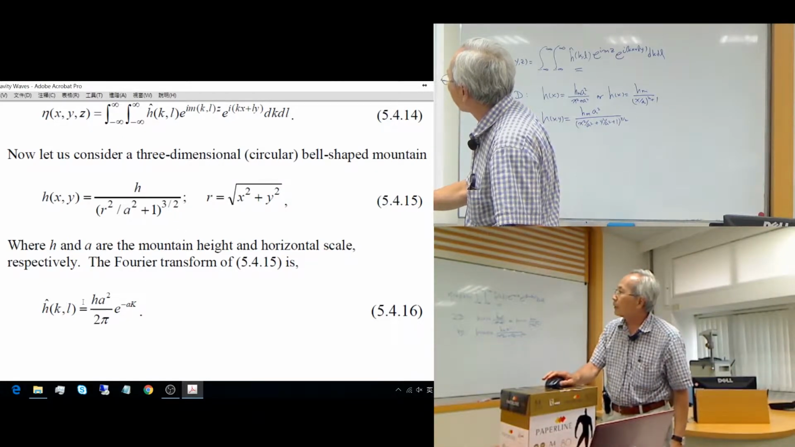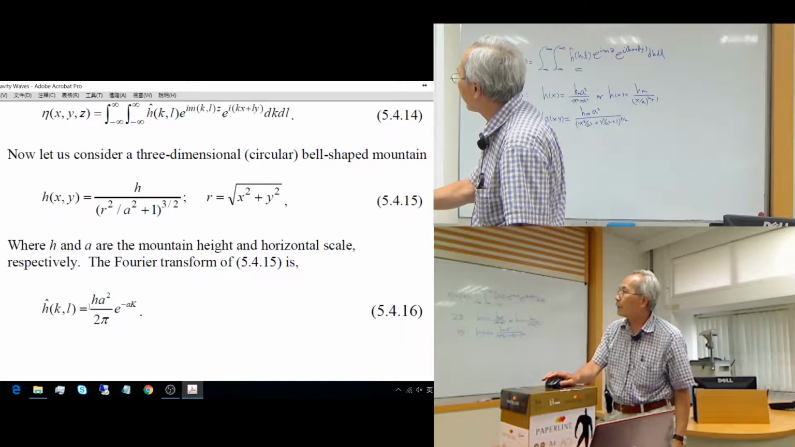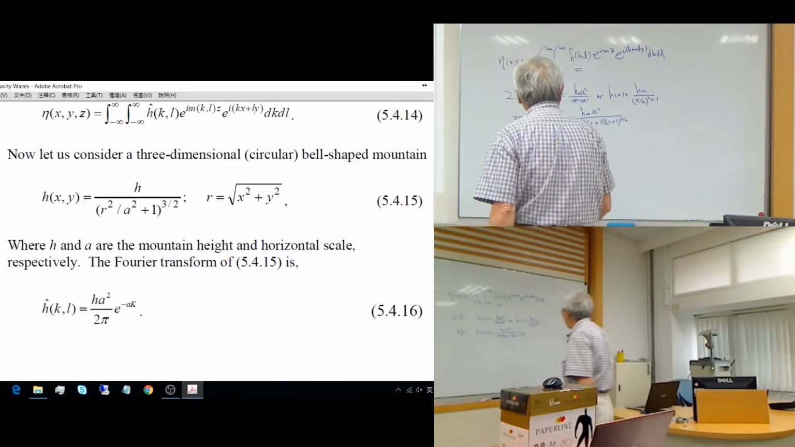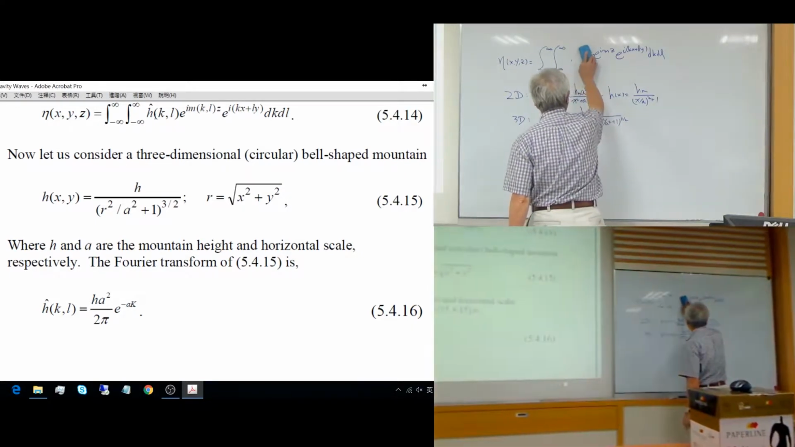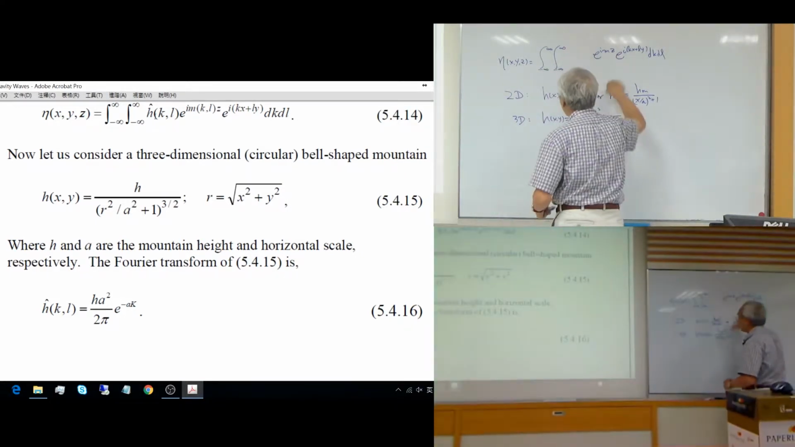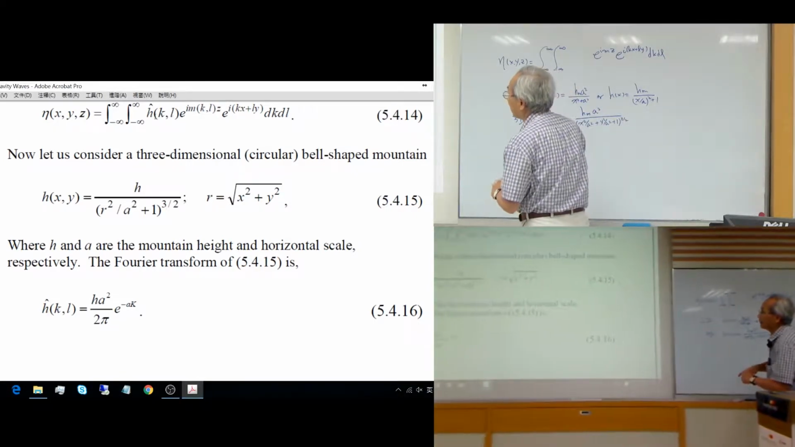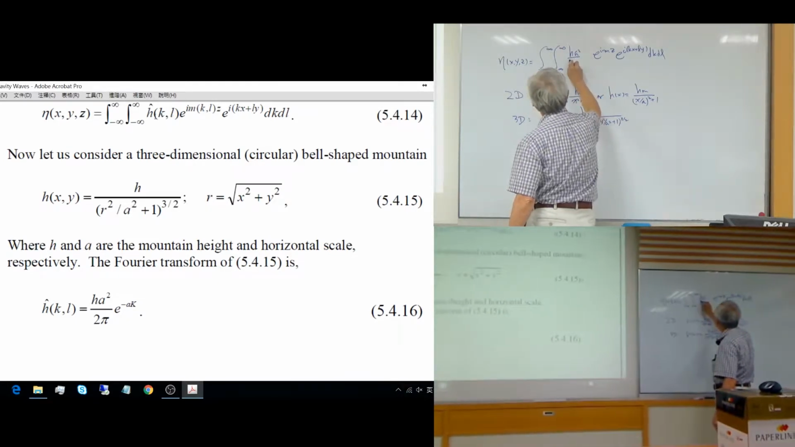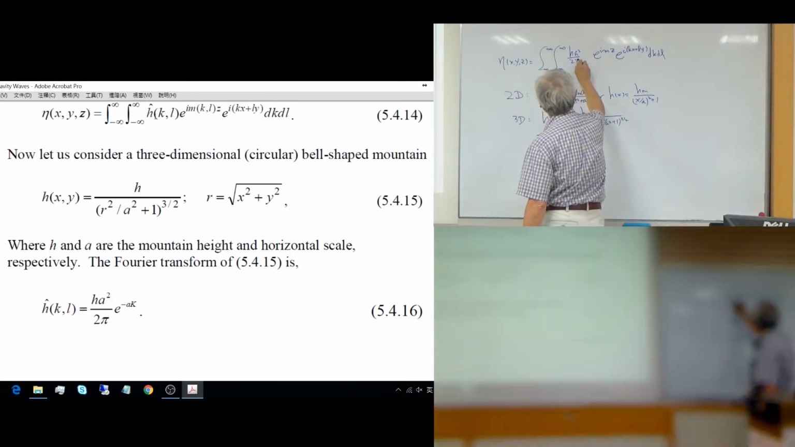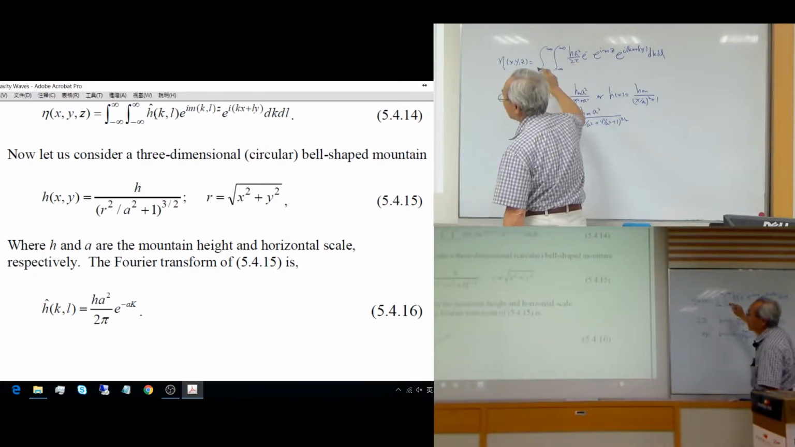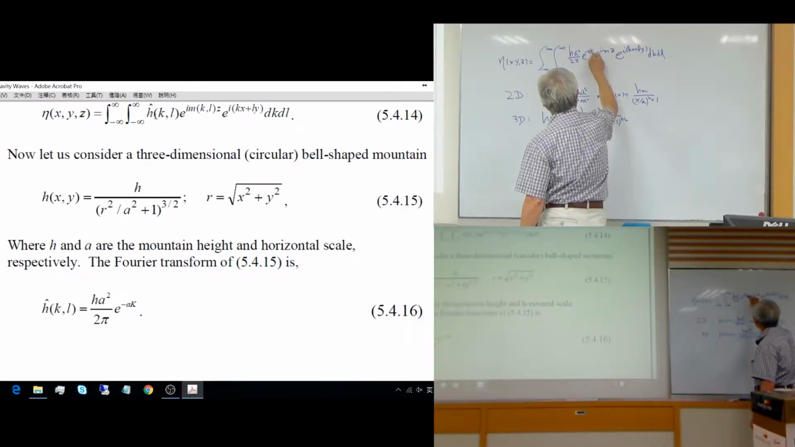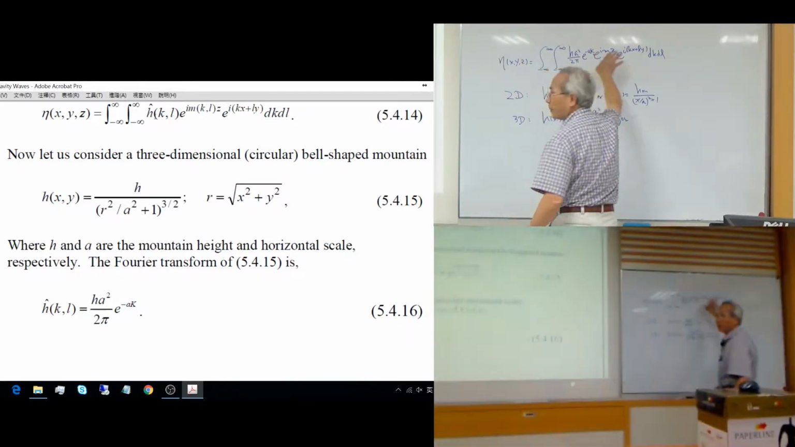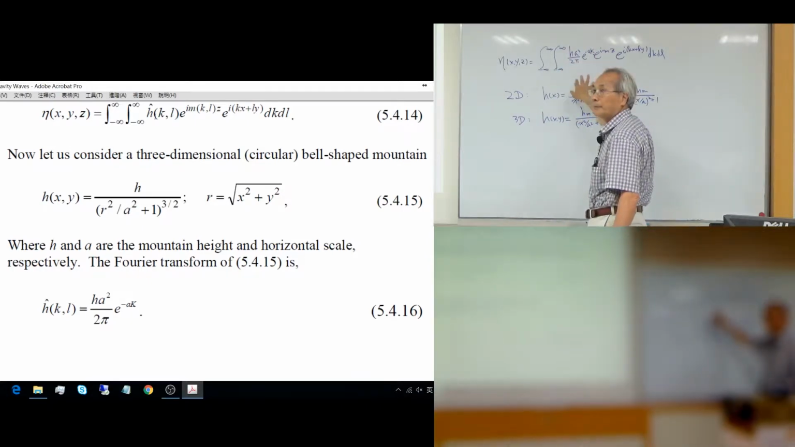Now once you know the h hat, the Fourier transform of the pear-shaped mountain, you can substitute it in here, and then we get the solution in the Fourier space, but not in the real space. So we have h a squared divided by 2 pi, and then e to the minus a K, where this is capital K. This looks simple, but it's difficult to solve analytically.